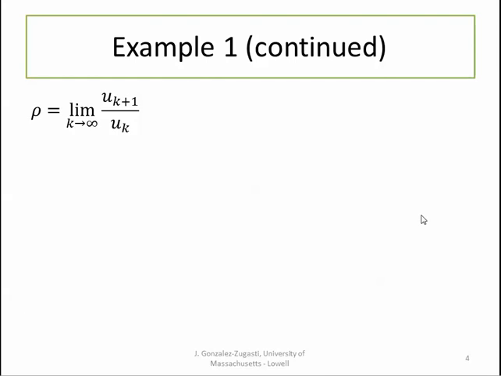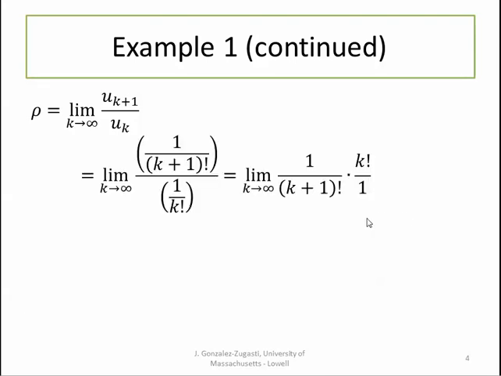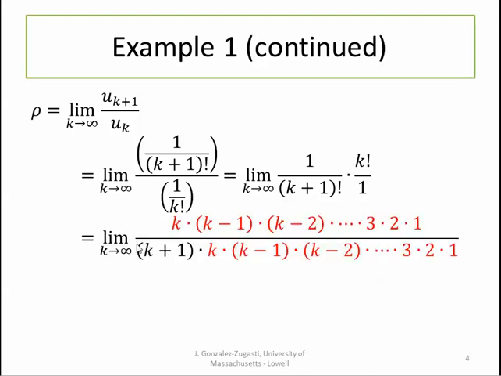Alright, so rho is equal to the ratio of our k plus first term over our kth term. So that's equal to the limit as k goes to infinity of 1 over (k plus 1) factorial divided by 1 over k factorial. Just rewriting our terms by flipping the denominator, we get this equation. Now remember, k factorial is just k times k minus 1 times k minus 2 down to 1. And (k plus 1) factorial is k plus 1 times k times k minus 1 down to 1. When we write it this way, you can see that all the terms in red are the same, so they're going to cancel each other out.